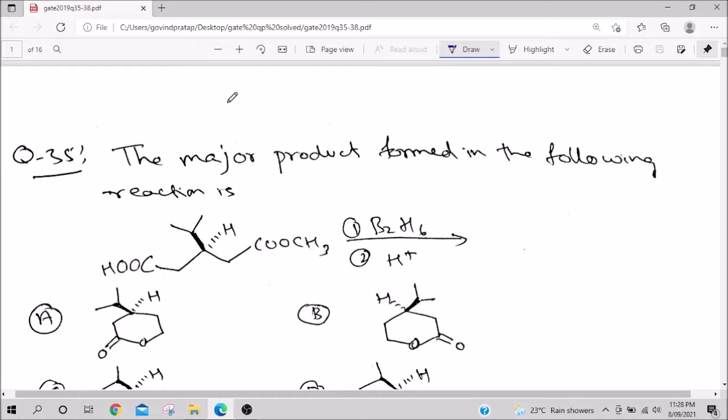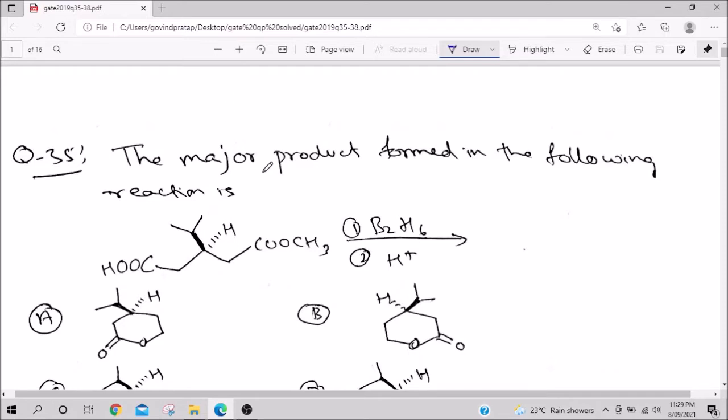Today I will be solving a set of questions from GATE 2019, question number 35 to 38. As you know, I am solving only the organic questions and I am trying to discuss in great detail, so that not just will we understand the question, but you understand the whole topic in and around that question. Okay. So, let us start with the first question.